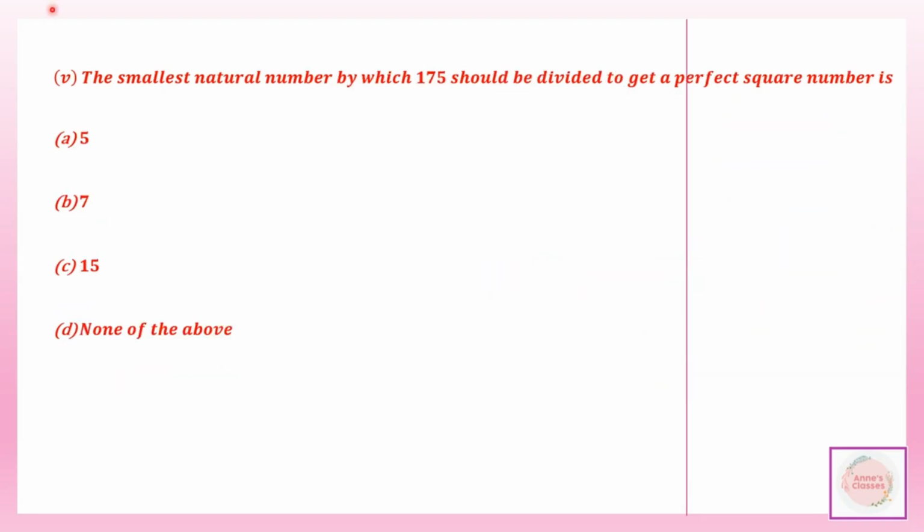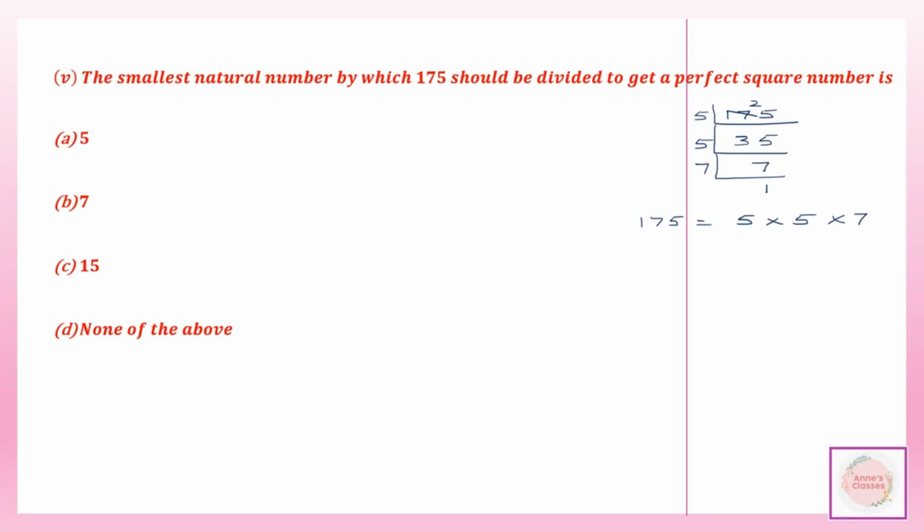Question 5. The smallest natural number by which 175 should be divided to get a perfect square number is one of these. So here also let's find the prime factors of 175. So 175, let's divide it by 5. 5 3's are 15, 16, 17, that's 2. So now we have 25, 5 5's are 25. Then continue, 5 7's are 35. Now 7, only 1, isn't it? So for 175, the prime factors are 5 into 5 into 7.